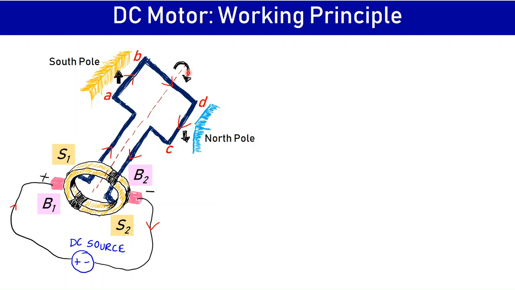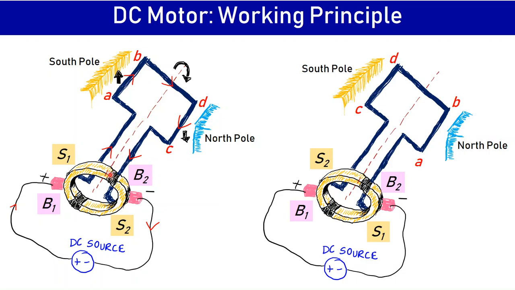Now what happens is, once this coil rotates, this commutator also rotates with the coil. Now you see carefully that with brush B1, the segment S2 is in contact, whereas with brush B2, the segment S1 is in contact. Also, the conductor AB is now under the north pole and CD is under the south pole. Let us see the direction of current.